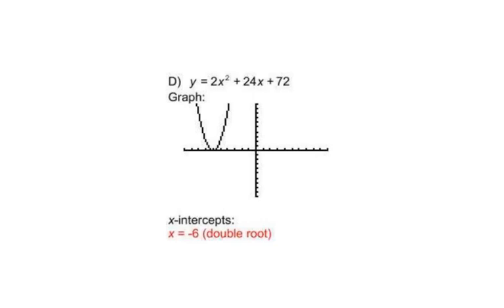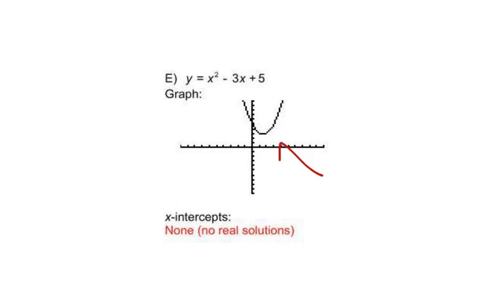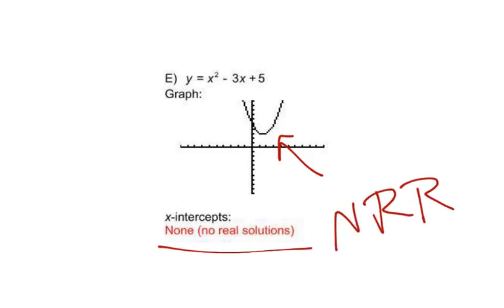Same thing on this one, except notice it doesn't go below it when you look at your graph. So if you'll look at your table when that happens, you can usually find your root there, and it's a double root. This one does not touch the x-axis, which is why it is NRR, no real roots.